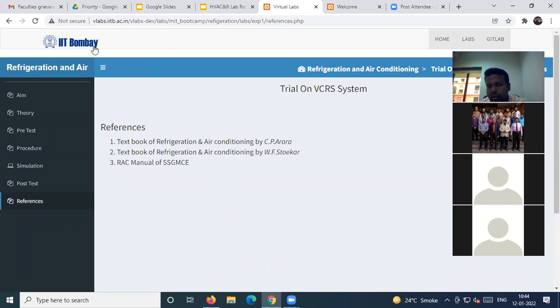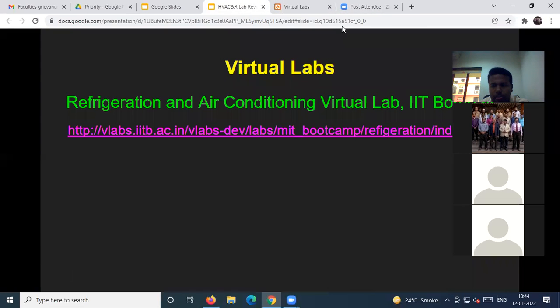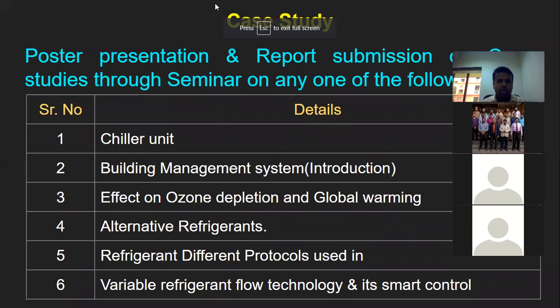Which is being developed by reputed institutes like IIT. You can go through this, right? So is that okay, all of you? Yes, is that okay? Yes, sir. So see here, all of you. Now you can see.